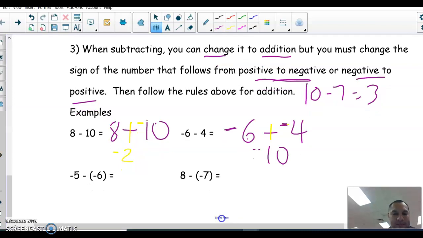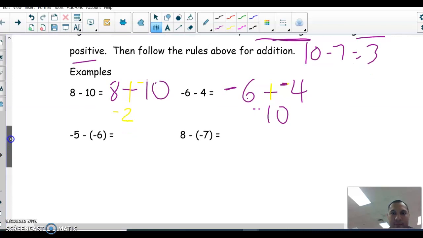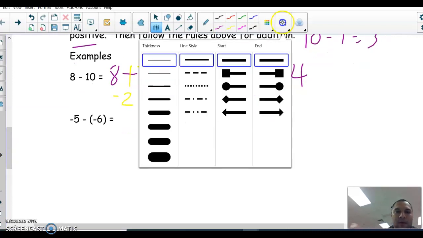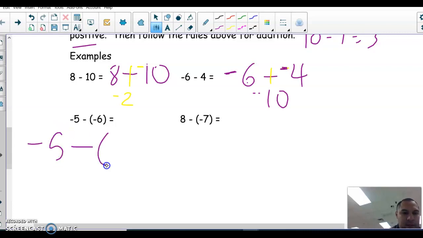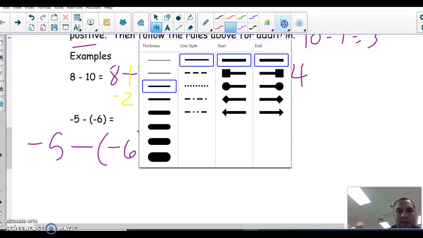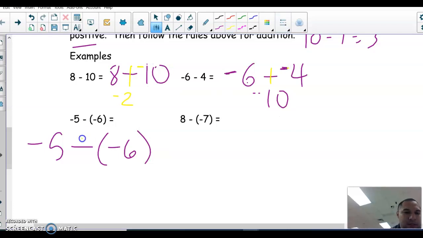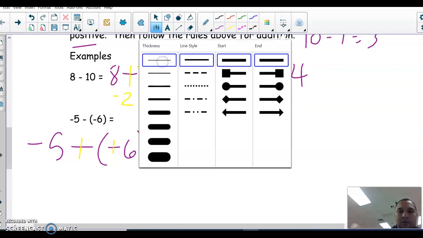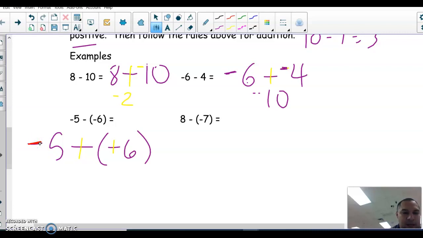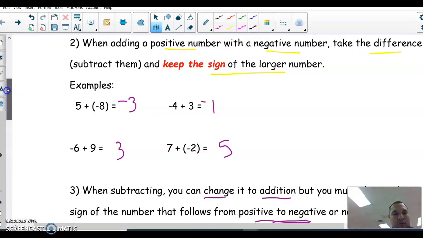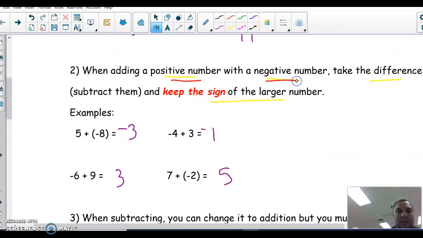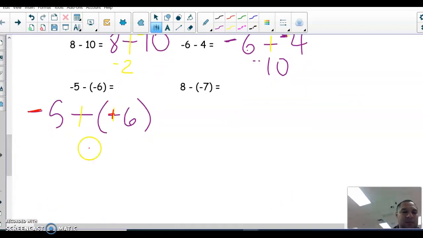All right, last two. Come back up. Okay, we got negative 5, take away negative 6. Again, if you're having trouble understanding what to do, change it to an addition problem and change the sign. So negative 6 is now positive 6. So now I have a negative 5. I have a negative value here, and then we're adding a positive value. Take the difference. That's the rule here. Positive with a negative, take the difference. That's rule number 2. 6 minus 5 is 1. And the larger number was positive, the 6 right there.